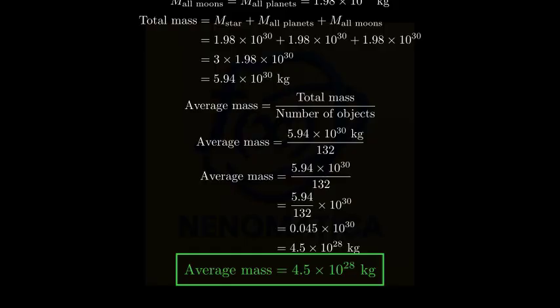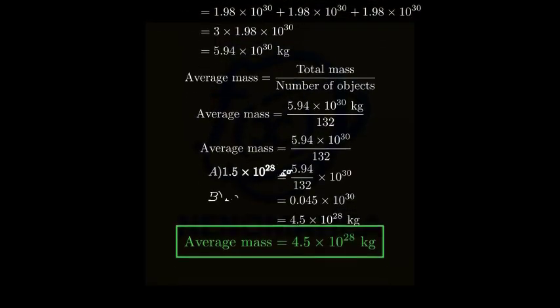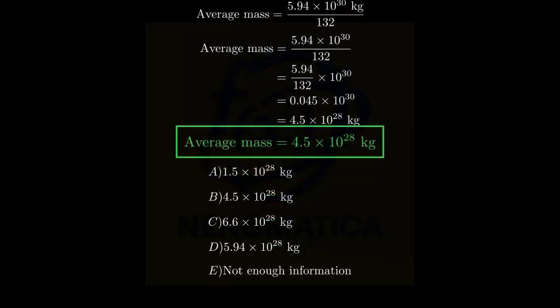Let's verify this result with the given choices. The choices are A. 1.5 times 10 to the power of 28 kilograms, B. 4.5 times 10 to the power of 28 kilograms, C.